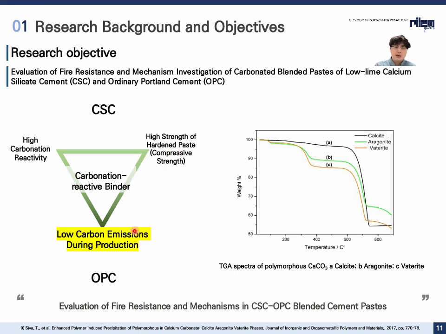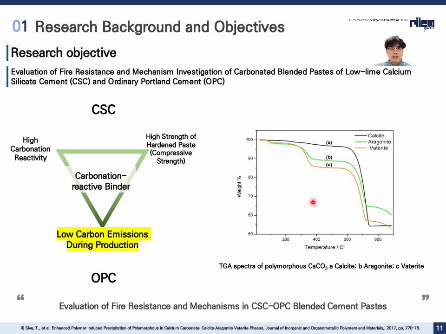So this slide defines the main research objective. As mentioned earlier, further investigation is required to determine the optimal blending ratio between CSC and OPC to compensate for the lower reactivity of CSC while achieving sufficient strength. Additionally, the carbonated binders, which are primarily based on CaCO3, are expected to exhibit high fire resistance.